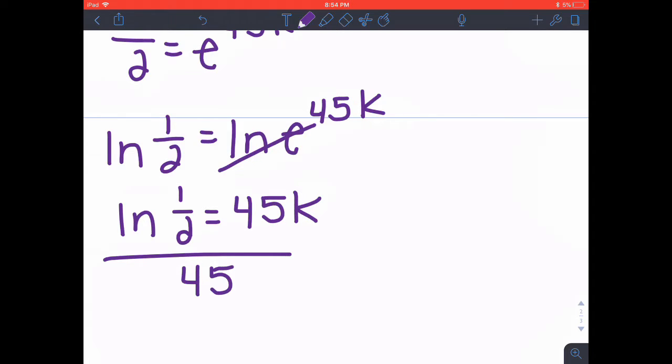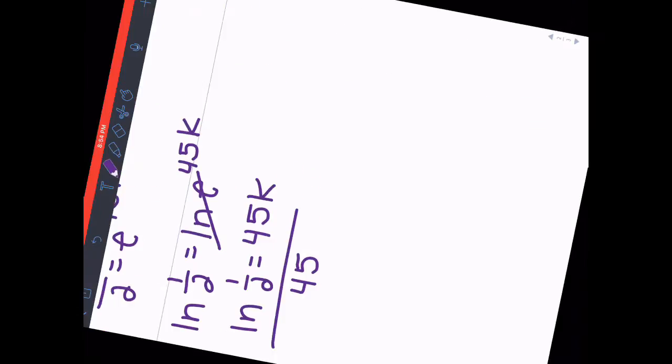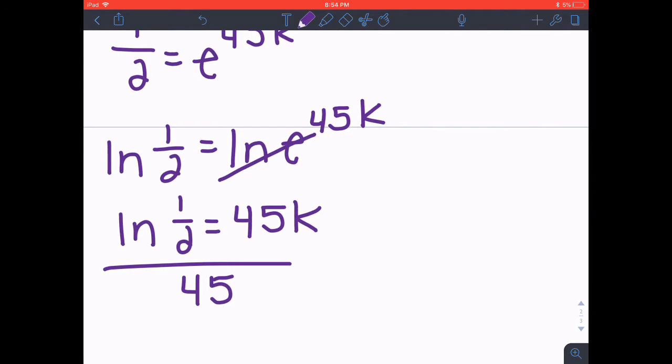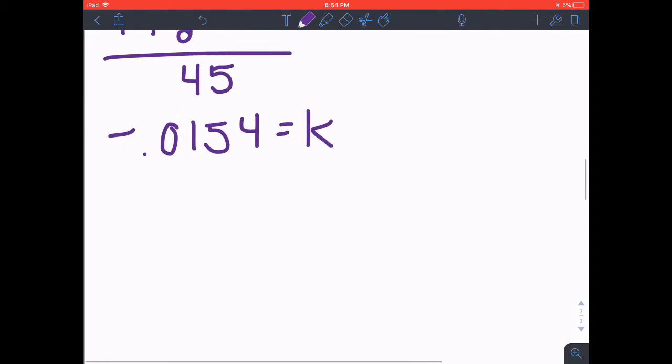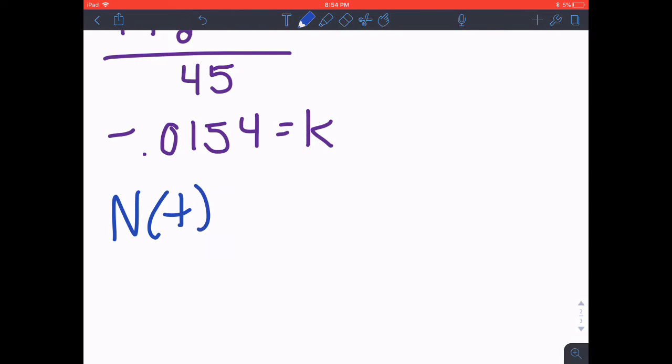And that, I will go and do that on my calculator right now to find out what that is. So let's see. So ln of 1/2 divided by 45 is equal to negative 0.0154. Now, depending on what your teacher prefers, you can either use this rounded number or you can use the unrounded number in the calculator and use answer to bring that down, either way. But you should get around the same answer both times.